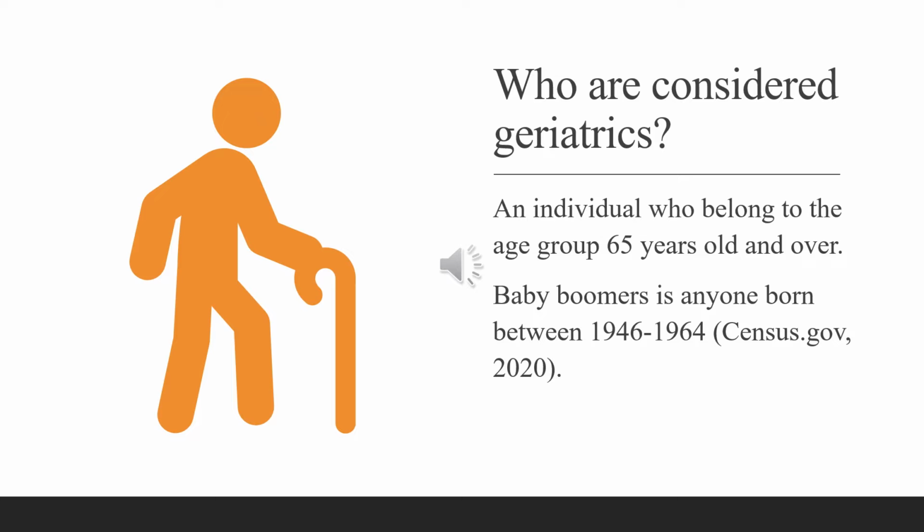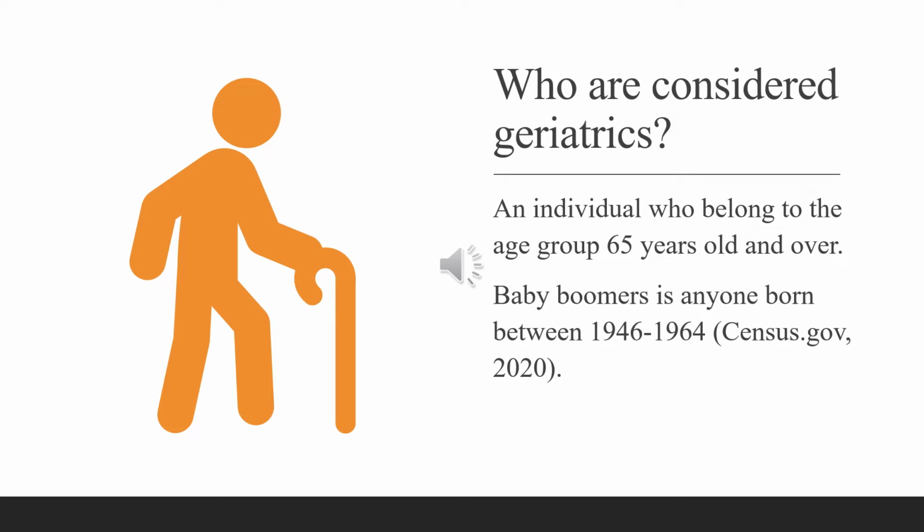Before we continue, I just want to make sure that we all understand the term geriatrics. So a quick question to you guys. Who is considered a geriatric? Who is a part of the geriatric population? Well, an individual who belongs within the age group of 65 and over is considered a part of the geriatric population. Baby boomers are individuals who were born between 1946 and 1964.